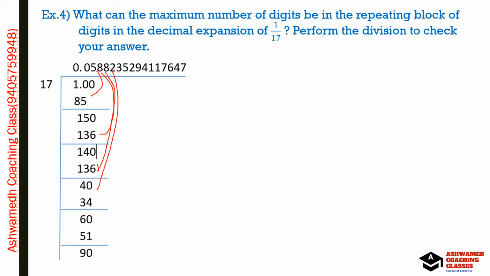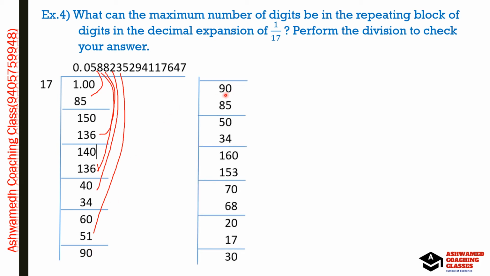Okay, and now next is 17 into 3 is 51. Got it? So 17 into 3 is 51. So 60 minus 51 is what? 9. So take 0, we get 90. Okay, so then after that, 90. So 85 here we have.